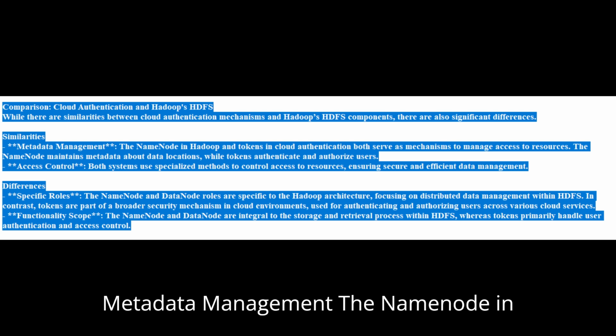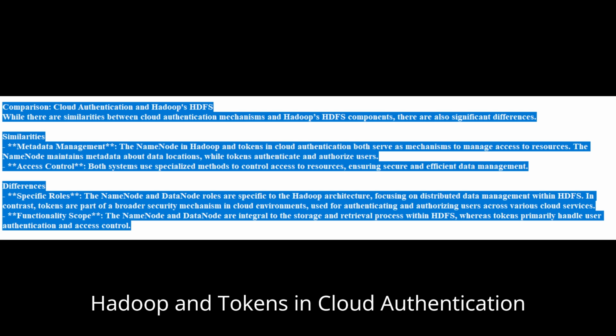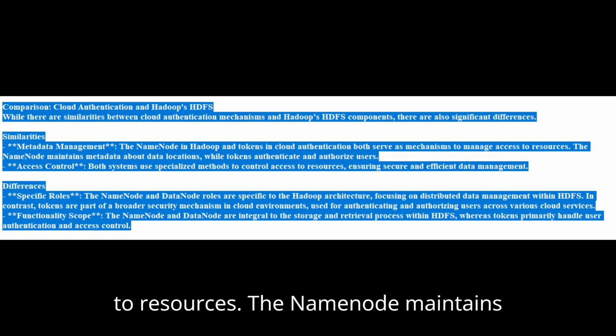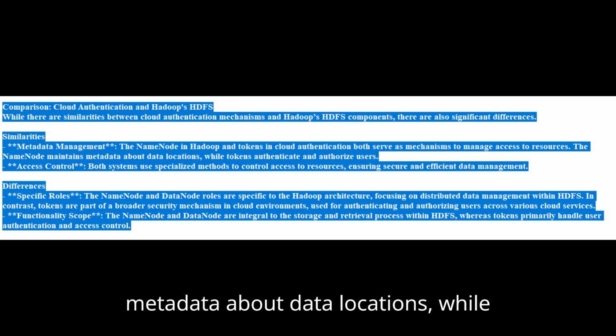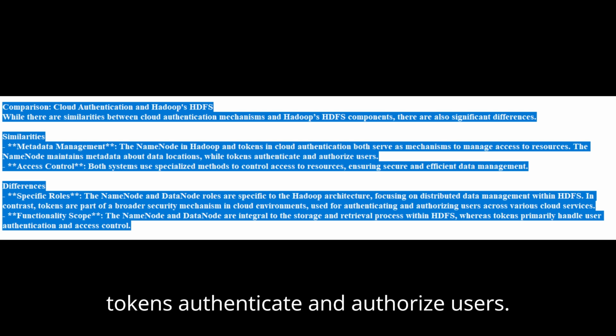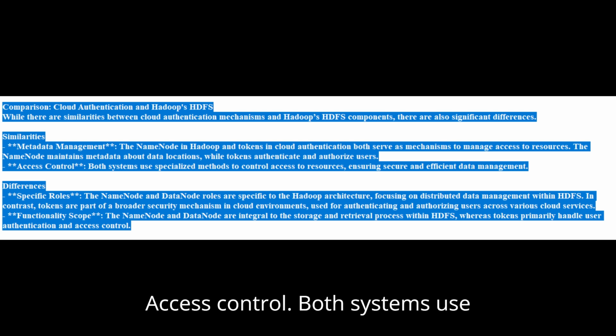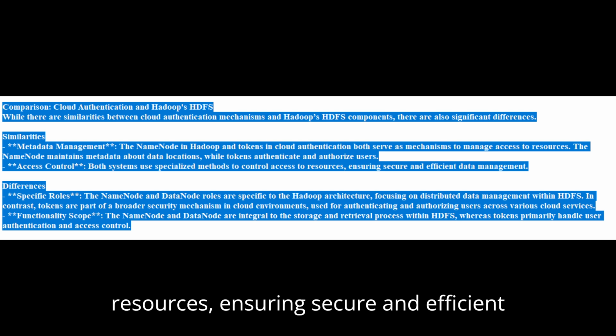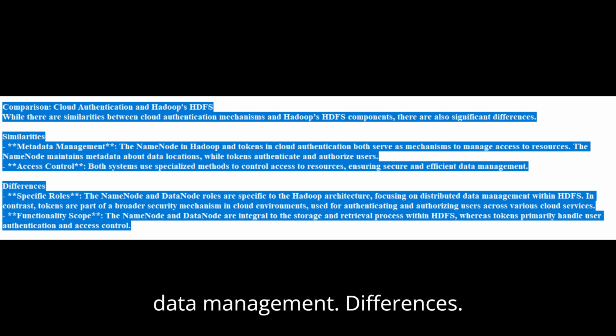Similarities. Metadata management. The namenode in Hadoop and tokens in cloud authentication both serve as mechanisms to manage access to resources. The namenode maintains metadata about data locations, while tokens authenticate and authorize users. Access control. Both systems use specialized methods to control access to resources, ensuring secure and efficient data management.